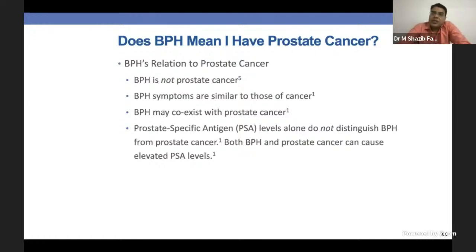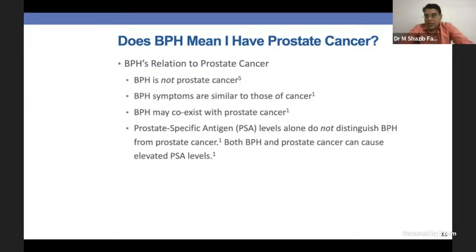So does BPH mean the patient has prostate cancer? No, BPH is purely a benign condition and it is not prostate cancer. Yes, the symptoms of benign prostatic hyperplasia and prostate cancer are almost similar. Yet BPH can exist with prostate cancer. But per se, BPH is not a prostate cancer disease.